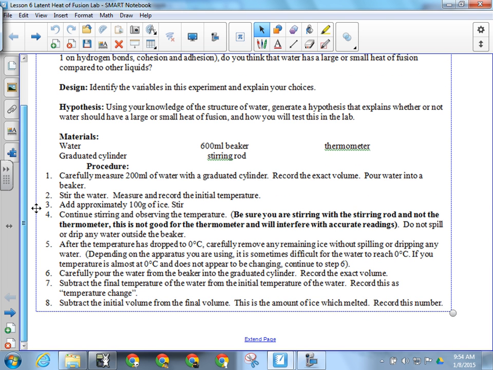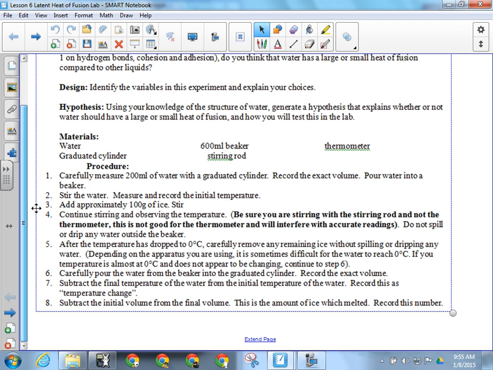It says carefully measure 200 mils of water in a graduated cylinder. We need to know that we've got exactly 200 mils. We're going to stir the water, measure and record the initial temperature, and then we're going to add the ice to it. Well, not ice, it'll be snow in this case. We're going to add it and we're going to stir, and we're going to continue stirring. Not with the thermometer.